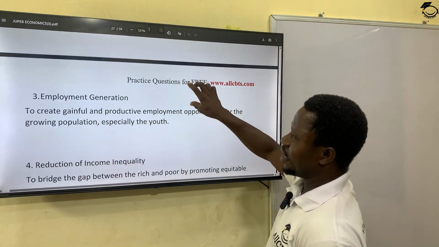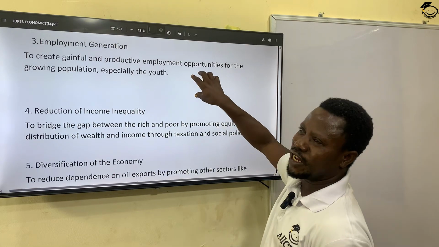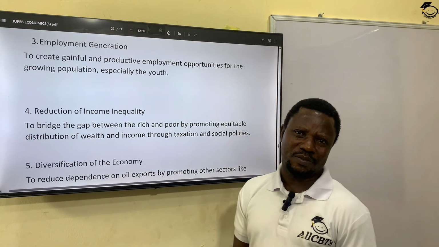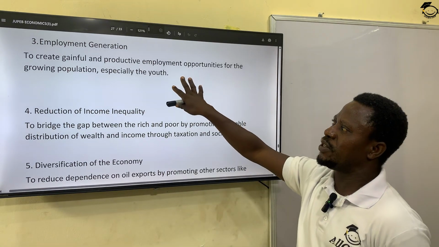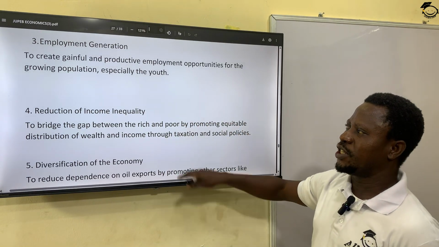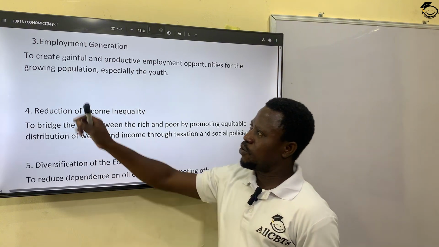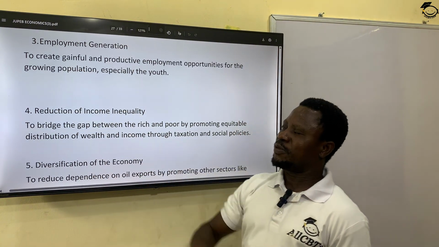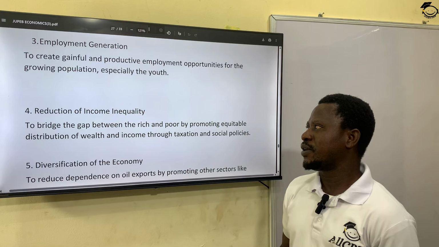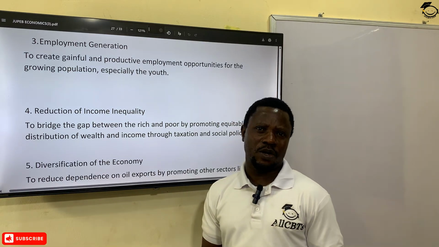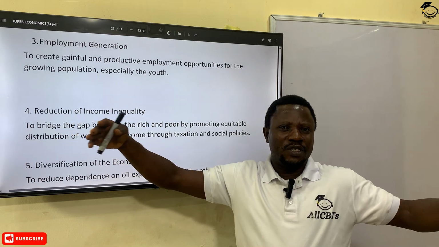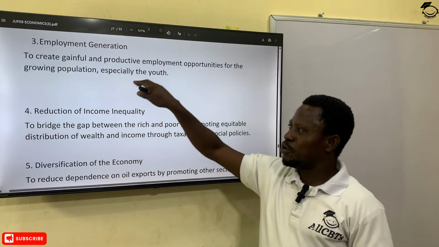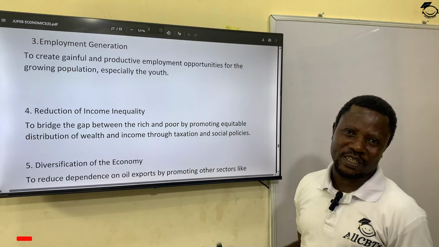3, what again can government do in such a way that will bring about development? Employment generation. There's a high level of unemployment in Nigeria. So you need to generate employment in such a way that the youth will be engaged and become productive. Another developmental objective for the government of Nigeria is to reduce income inequality. At the moment, the gap is too wide between the rich and the poor. Those days we used to have the middle class. The middle class have disappeared.